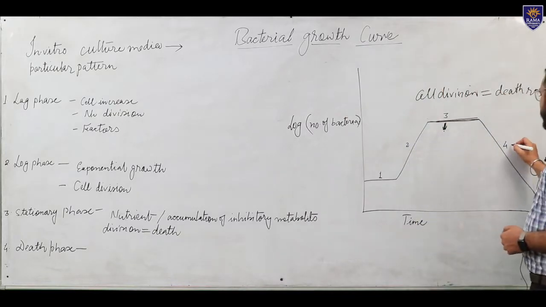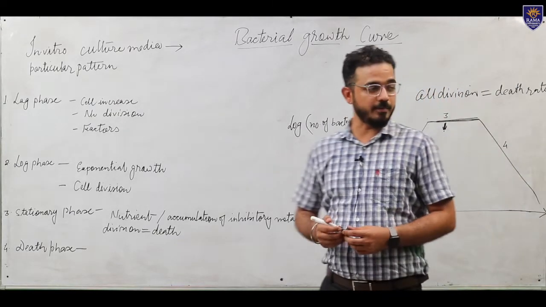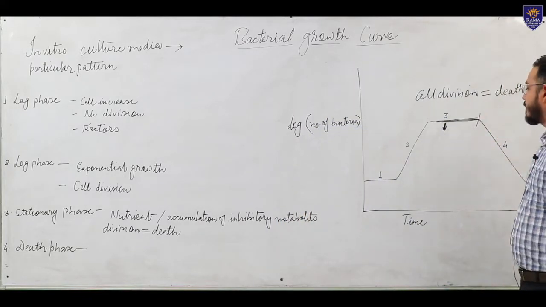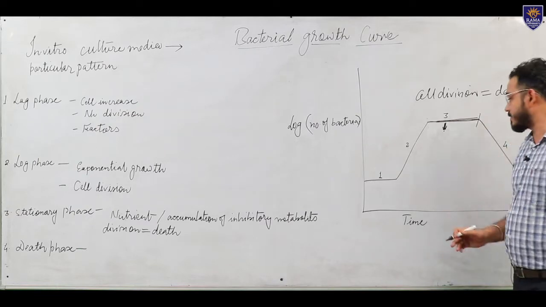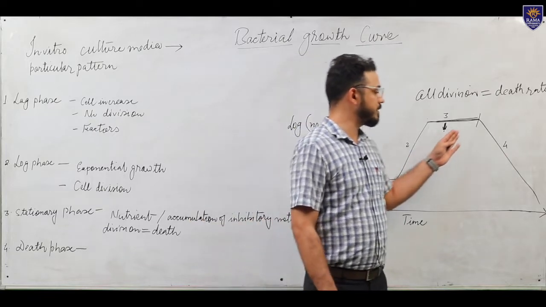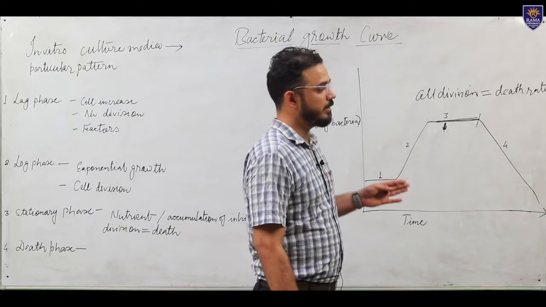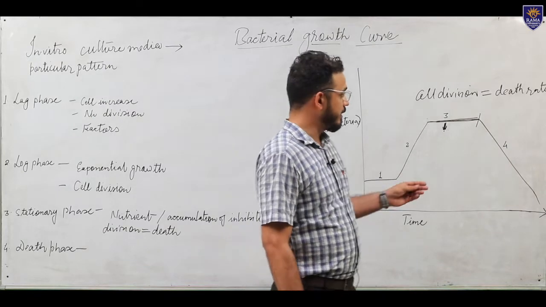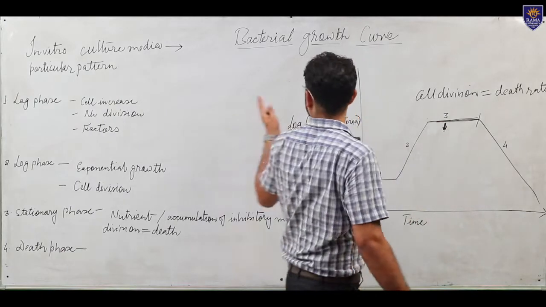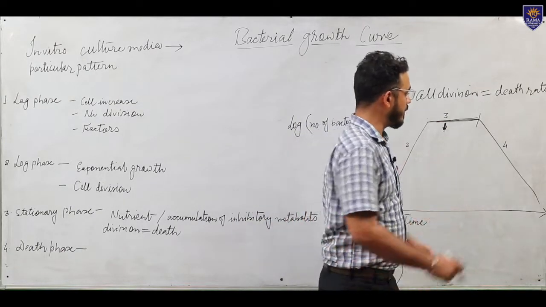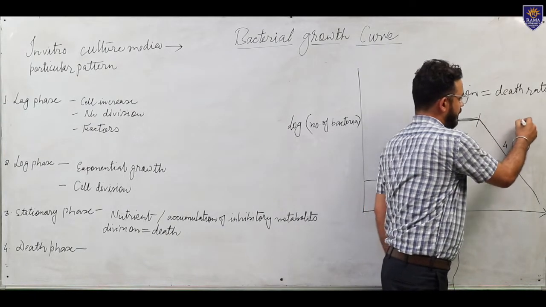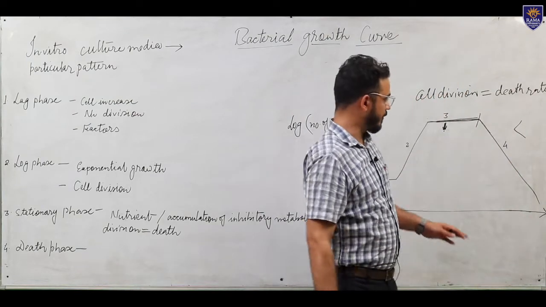The fourth phase is called the death phase. What happens in the death phase? At this point, after the end of the third phase, all the nutrients have been exploited by the bacterial population, meaning there is no nutrient available in the medium for cell division. There is no space for the bacteria in a particular in vitro culture, and the population is now decreasing, meaning the death rate is higher in the fourth phase.